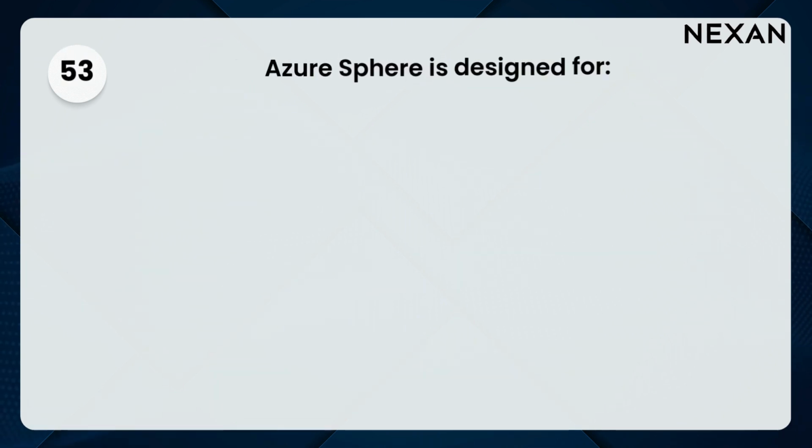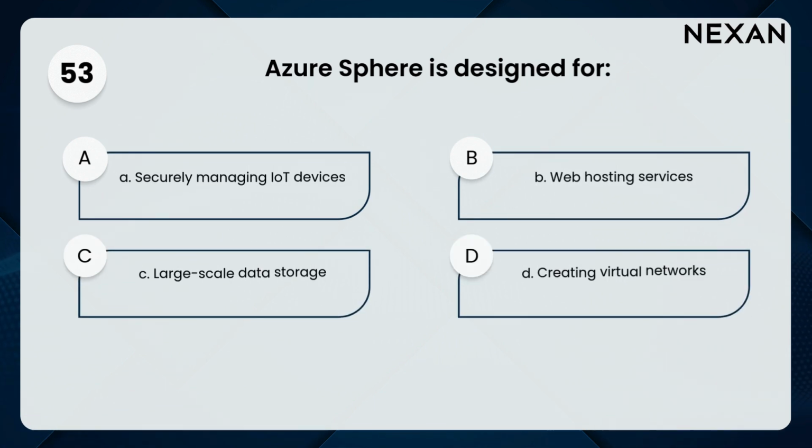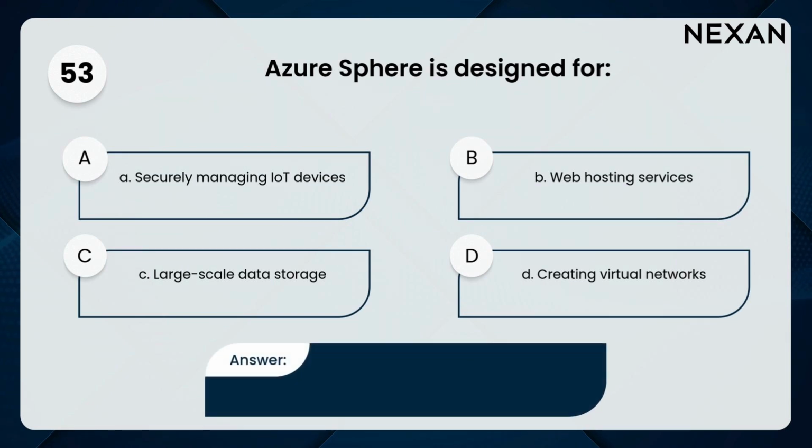53. Which Azure service is used for large-scale data warehousing? A. Azure SQL Database, B. Azure Table Storage, C. Azure Synapse Analytics, formerly SQL Data Warehouse, D. Azure Cosmos DB. Answer: C. Azure Synapse Analytics, formerly SQL Data Warehouse.